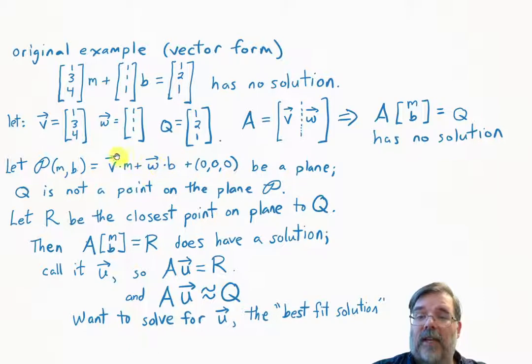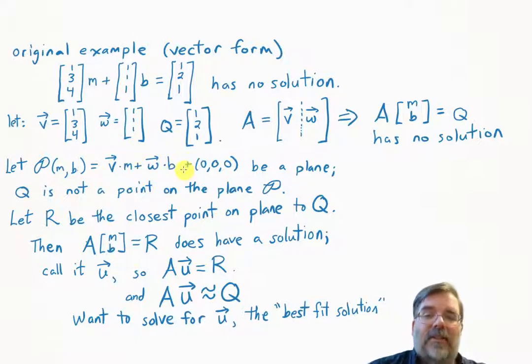And in particular, this plane is actually the set of possible values of the left-hand side of this equation. All the possible values form a plane in three-dimensional space. However, this point is not on that plane. This equation is never equal to Q. We've been saying that again and again. This has no solution. Q is not a point on this plane.